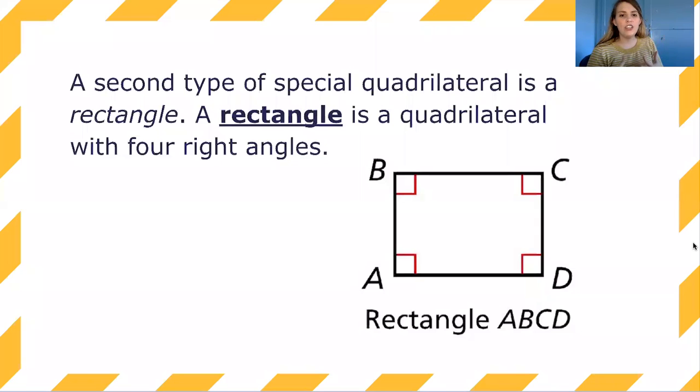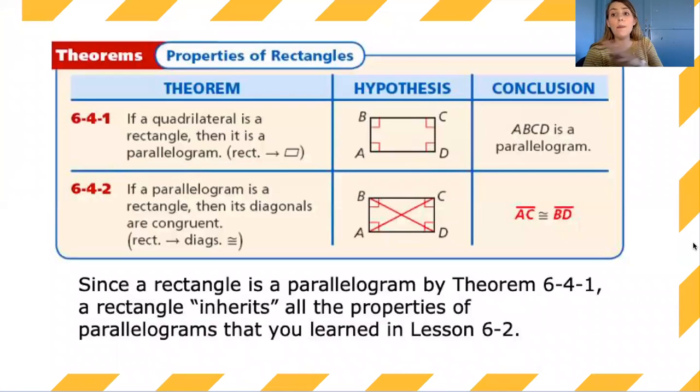So by definition, a rectangle is a quadrilateral with 4 right angles. That's it. If it has 4 sides and 4 right angles, then it falls under the specific category of rectangle. There's a couple of theorems that go with rectangles.